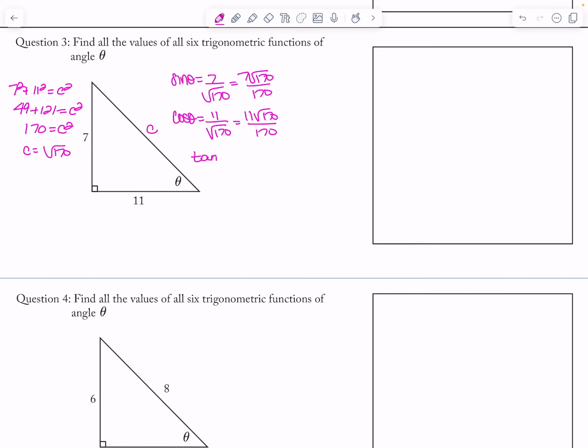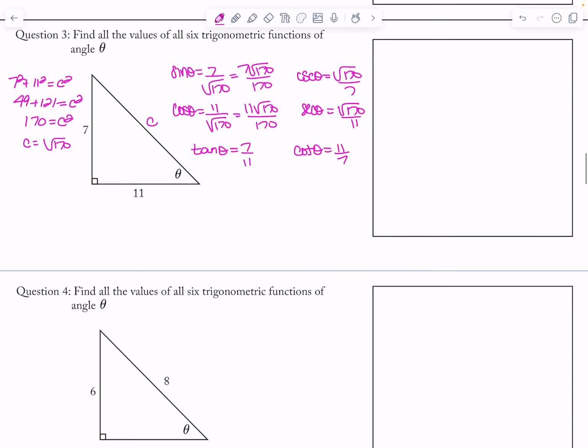And then tangent of theta is equal to 7 over 11. Cosecant of theta is equal to root 170 over 7. Secant of theta is equal to root 170 over 11. And cotangent of theta is equal to 11 over 7.